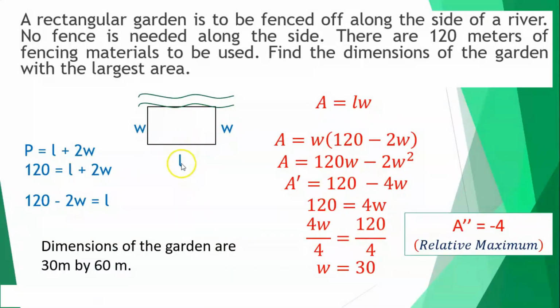So to get our length, that would be 120 minus 60, so 60 meters. So the dimension of the rectangular garden here will be 30 meters by 60 meters. So please take note of that.